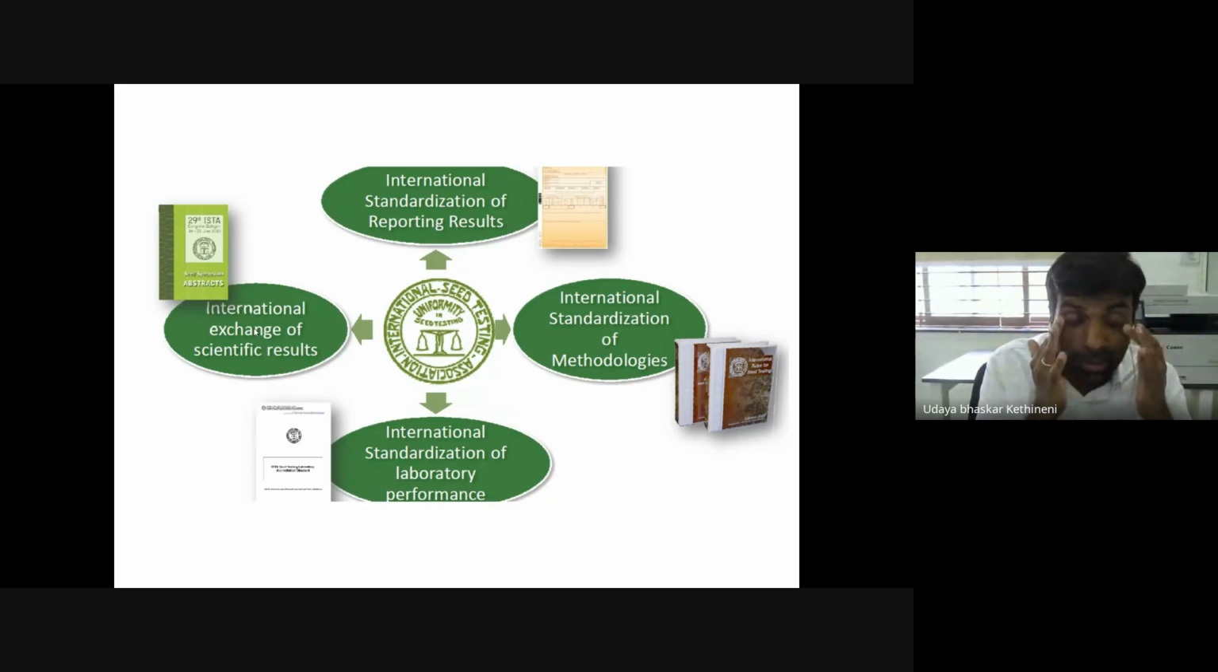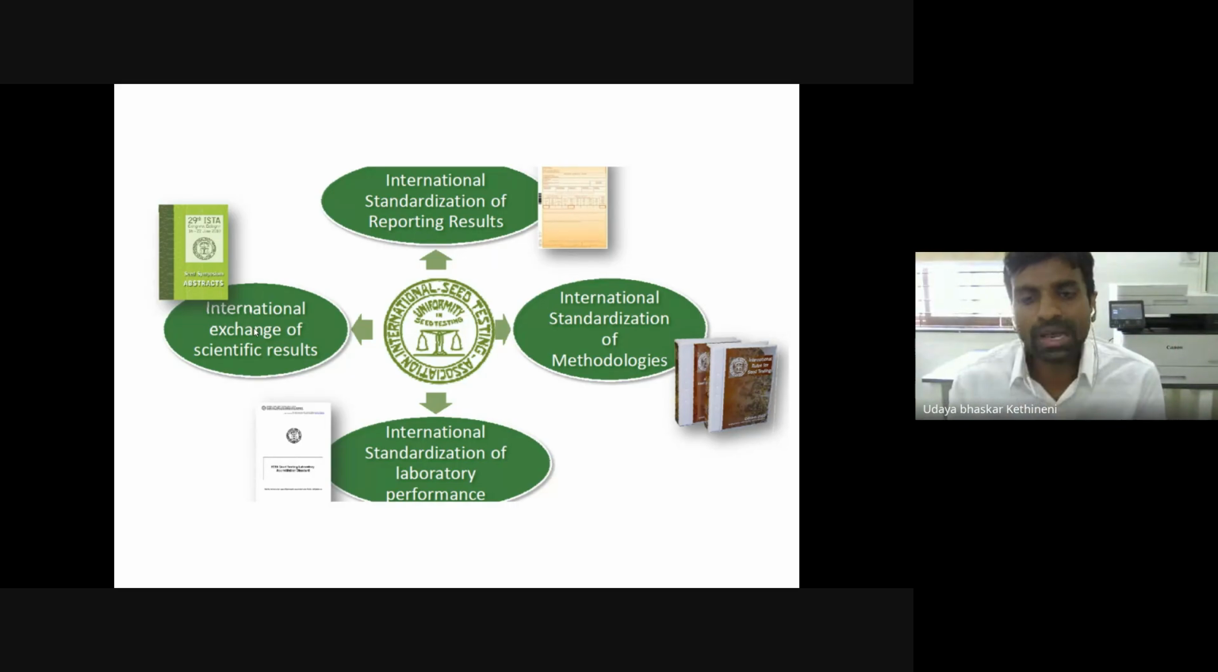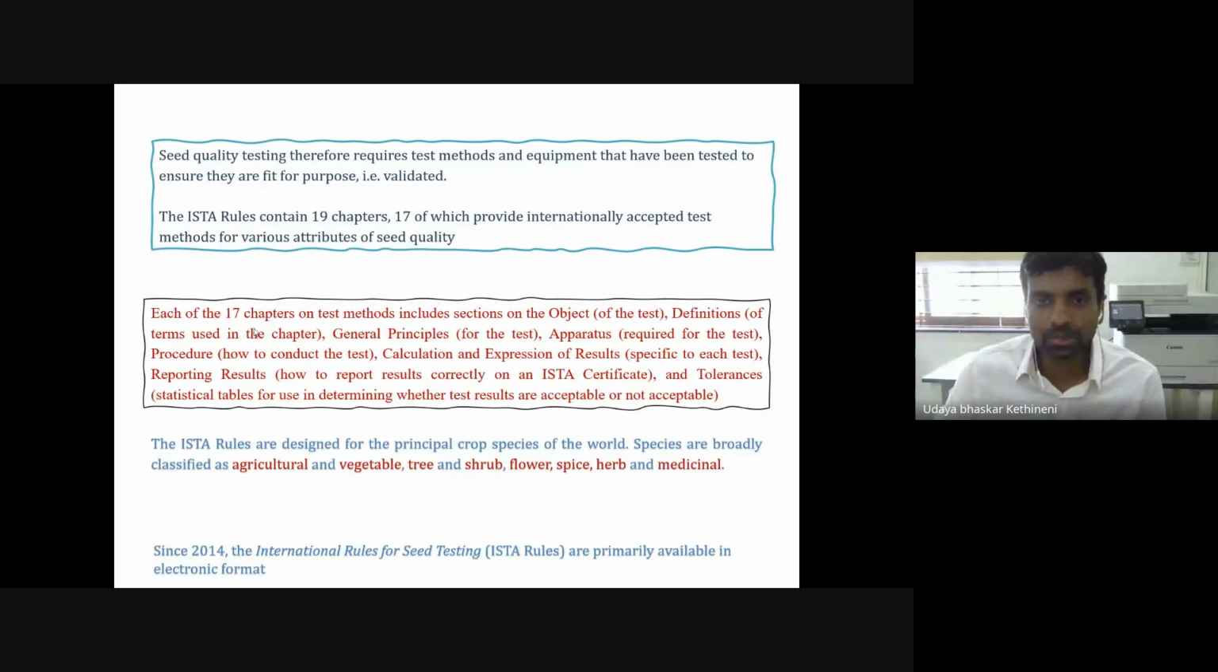So many of you might know that ISTA has its own journal, Seed Science and Technology, which has around 7 NAAS rating. Apart from that, the fourth wing is to evaluate the laboratory performance, whether the member lab is proficient enough to be granted accreditation or not. That is also one of the basic strengths of ISTA. So all these 4 broad functions ISTA normally carries out.